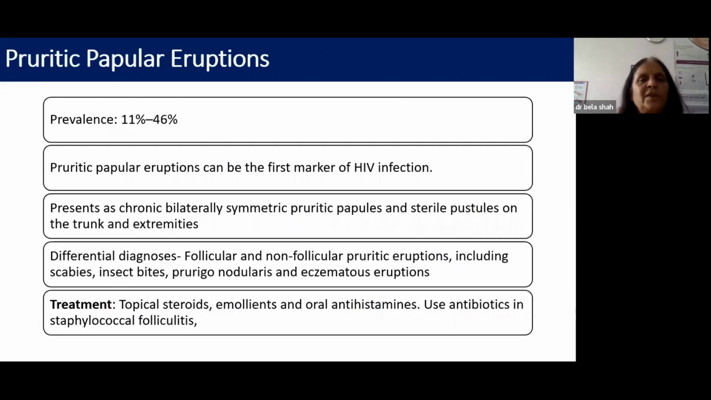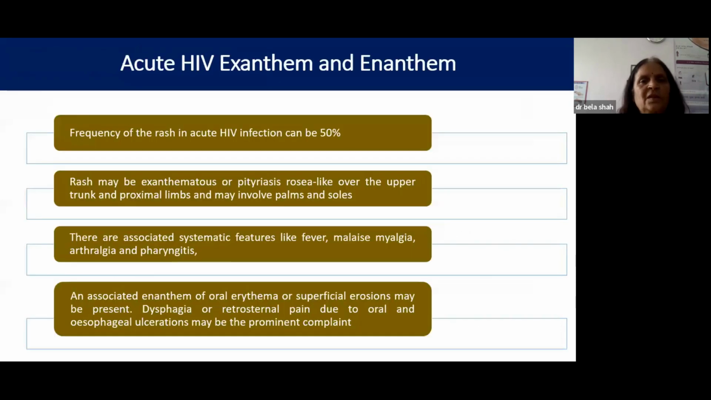So what is pruritic papular eruption? The prevalence of this disease in HIV patients is up to 46%. And it can be the first manifestation of HIV infection. It presents as bilaterally symmetric pruritic papules, and most of the time we'll find excoriations on the extremities. And in children, I have seen involvement of the trunk, which is quite common. So we have to differentiate this condition from many other conditions like scabies, insect bite, and even eczema. Treatment is topical emollients, oral antihistamines, and topical steroids.